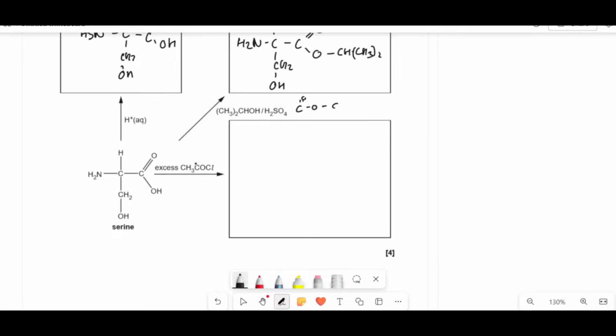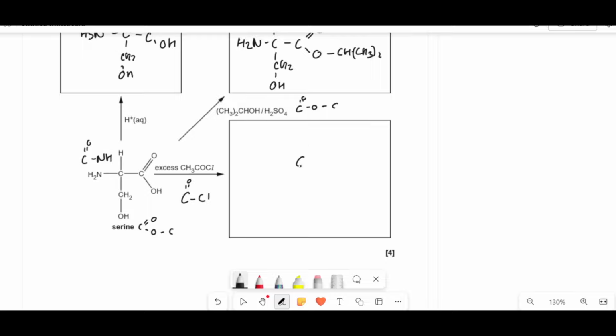Now here, we are adding CH3, C double bond OCl, and it's in excess. So CH3, C double bond OCl means we're adding an acyl chloride, because you should be able to recognize it. Because it's a carboxylic acid derivative, it's going to react with similar things to a carboxylic acid. So it's going to react with this to make an ester again. So we're going to get a C double bond OOC. And then here, it's going to react with this to make an amide. So an amide is C double bond ONH, right? So all you do is glue them together like that.